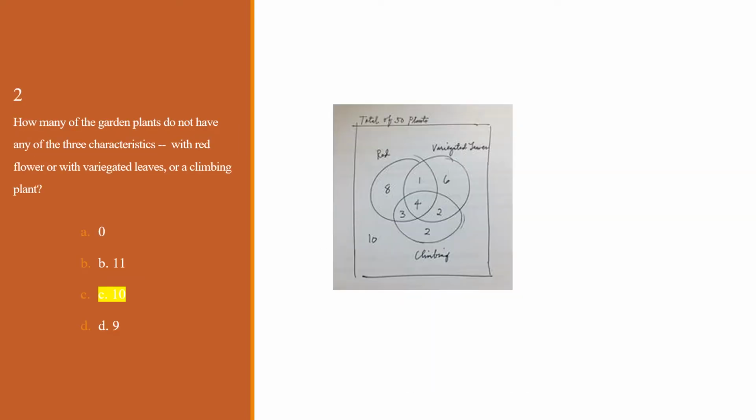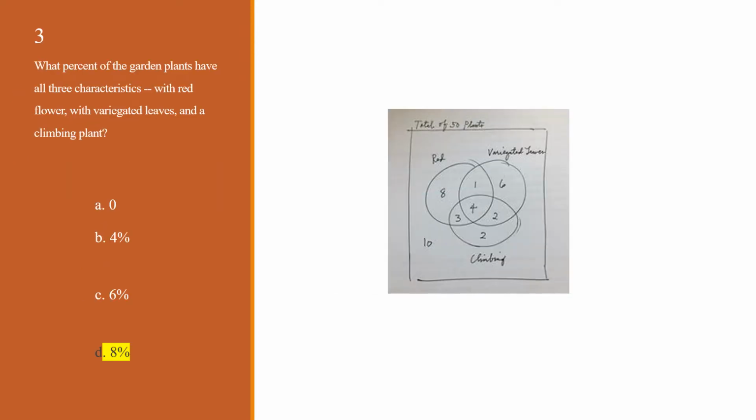For the second question of how many of the garden plants do not have any of the 3 characteristics, with red flower or with variegated leaves or a climbing plant, so that one refers to the set outside of the 3 circles, and we have illustrated that to be equal to 10. And the third question for this would be what percent of the garden plants have all 3 characteristics, with red flower, with variegated leaves, and a climbing plant. So the total number of plants with these characteristics will be 4, which is the center value in there. Percentage-wise, this is 4 over 50 or 8%.